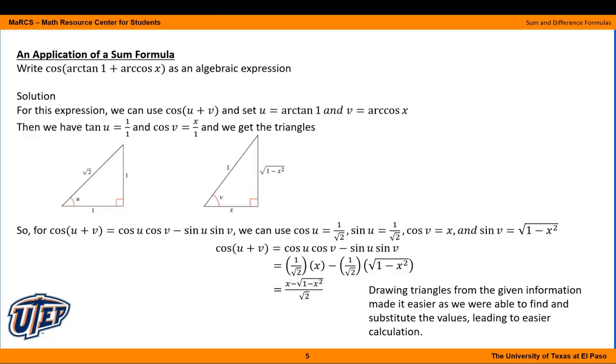For the arccosine, cosine equals x over 1, allowing us to determine the remaining side using the Pythagorean theorem. Drawing these triangles lets us find all the sine and cosine values needed for the cosine sum formula. After substitution and simplification, we obtain the final algebraic expression. This example demonstrates an important strategy in trigonometry. When inverse trig functions appear, drawing a triangle often makes the problem much easier.